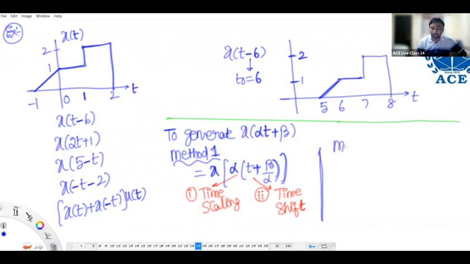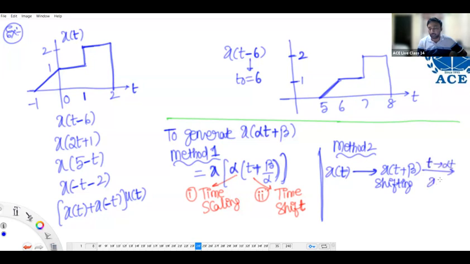This is one method. Second method is, take x of t, immediately t plus beta, that is time shifting. Later on, go for scaling. t is replaced as alpha t. Once you shift the signal, later on scale it.